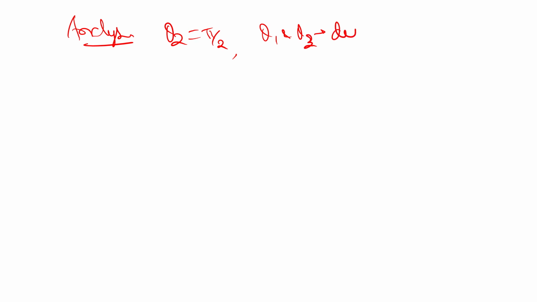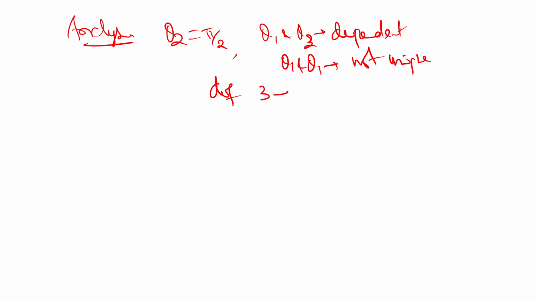So let's combine the analysis. What is the analysis we have derived? When theta 2 equals pi by 2, theta 1 and theta 3 are dependent. Then theta 1 and theta 3 is not unique anymore. Previously it was unique, it is not unique anymore. Okay. And since it is dependent, your degree of freedom is reduced from 3 to 2.